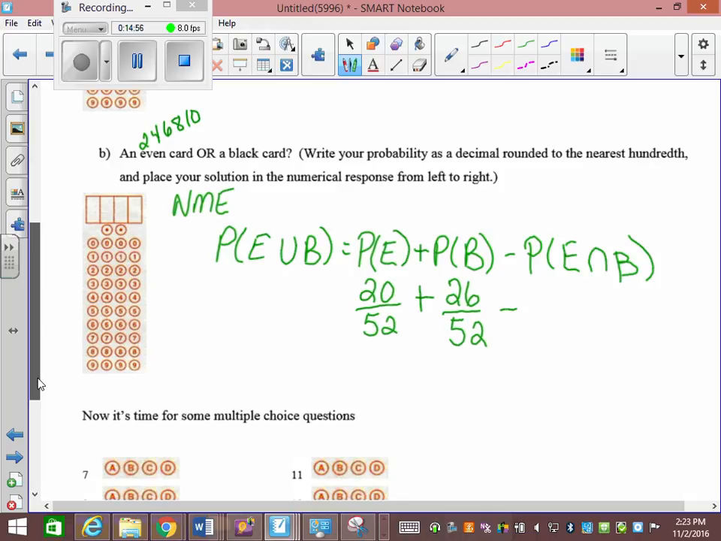How many evens and blacks? There's 20 evens, half of those are black. So how many even black cards are there? 10. There's 20 even cards, half of them are black, right? So there's 10. So you're going to get 36 out of 52, which is 0.69. If you have any other answer other than 0.69, you are not correct. If you put it as a percent, you got it wrong.